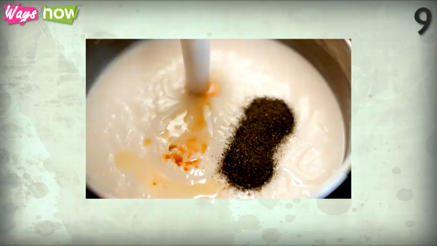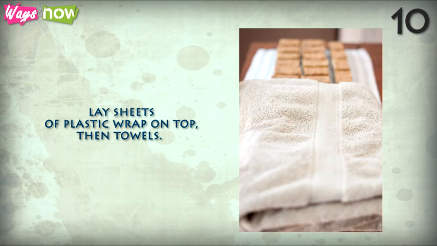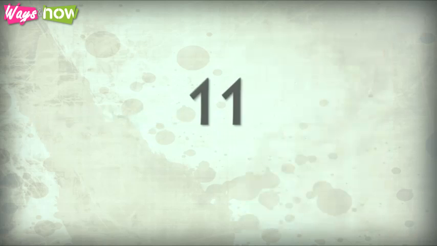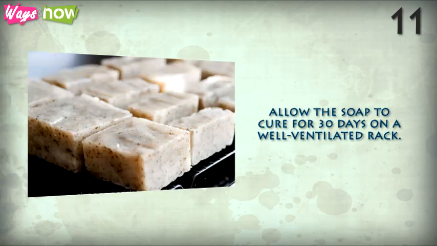9. Add the essential oils and coloring agents and herbs. Stir everything together. 10. Grease the soap molds with olive oil and pour in the pudding-like mixture. Lay sheets of plastic wrap on top, then towels. Let the molds sit undisturbed for 3 days. 11. After 3 days, remove the formed soap from the molds and slice into bars. Allow the soap to cure for 30 days on a well-ventilated rack.